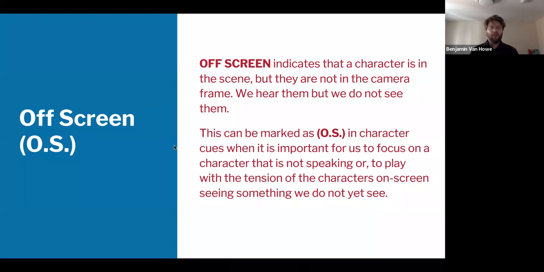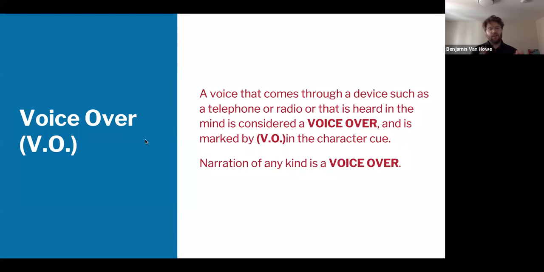Also, keep in mind if someone is off screen. This signifies when they are not in the camera frame, maybe they're in the room. We hear them, but we do not see them. In that case, you'd write OS next to the character cue. And then maybe that's a way of playing with the tension. If a character's on screen seeing something that we as an audience do not see, you would write the other voice as off screen. That's a bit different from the voiceover or VO.